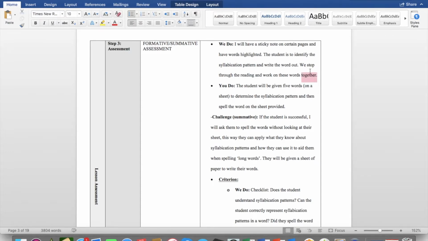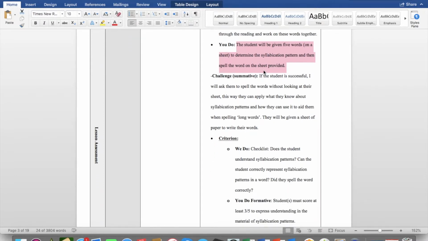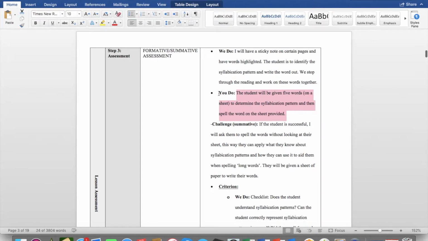And I was to determine if they were able to go on to the you do, where they work on something by themselves. So then in the you do, I did, the student will be given 5 words on a sheet to determine the pattern and then spell the word on the sheet provided. In this instance, I'm not helping them at all because it is the you do portion, and I determined they would be fine to do this in the we do.